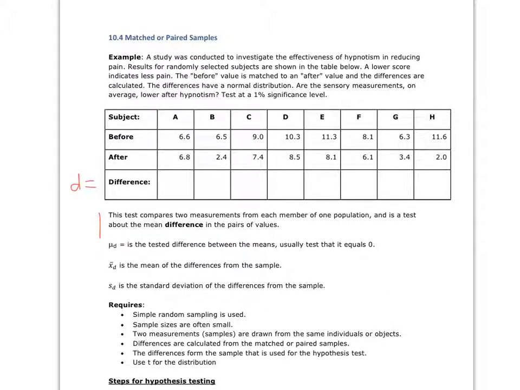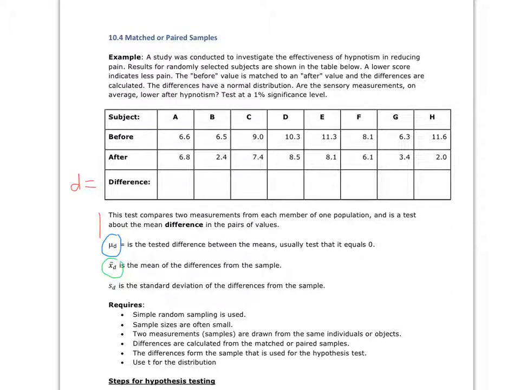So we can think of that as D. D equals the difference for one particular sample member. The parameter that we're testing is mu sub D, that true population difference, or that true difference between the before and after. And then we estimate it with X bar sub D, which is the mean of the differences that we calculate. Then we calculate the standard deviation of those differences, and that's S sub D.